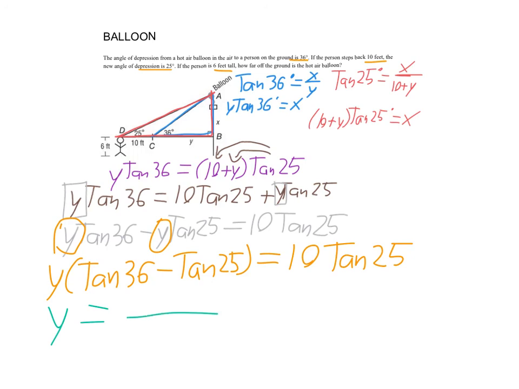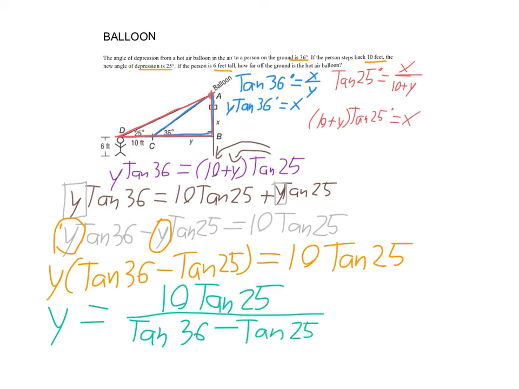Y is equal to 10 times the tangent of 25 divided by the tangent of 36 minus the tangent of 25, which should give me 17.91. We're going to round that up to about 18. So y is equal to 18.